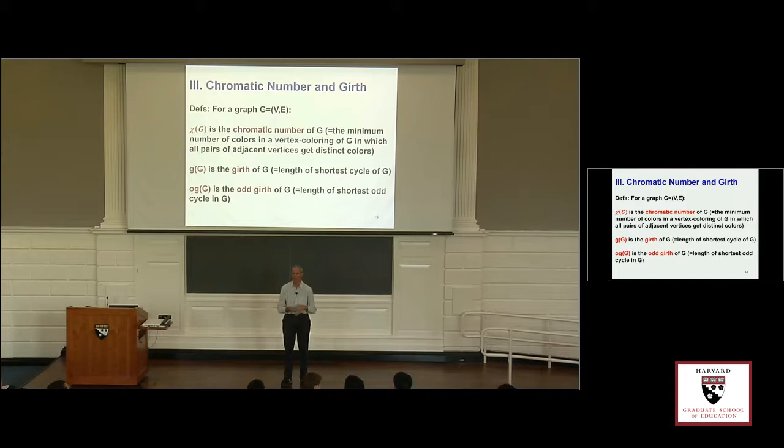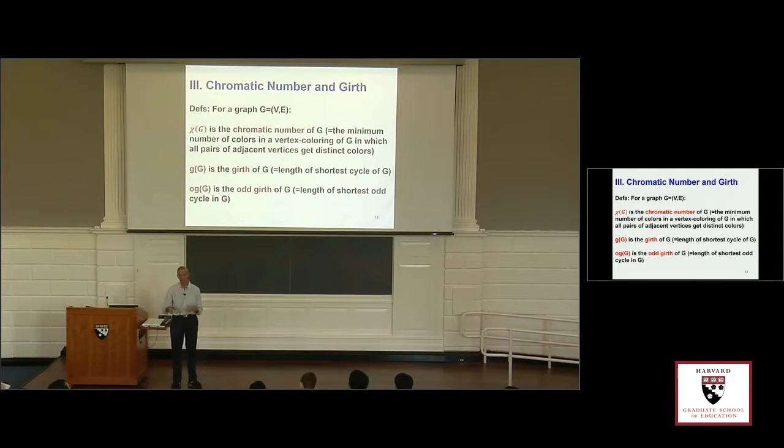So let me talk about chromatic number and girth. Here are the notations or definitions again. Our graphs are finite, undirected. We always denote a graph G by a pair (V, E). V is the set of vertices, E is the set of edges. Chi of G is the chromatic number of the graph G. And then we denote by little g of capital G the girth of the graph, namely the length of the shortest cycle of the graph.